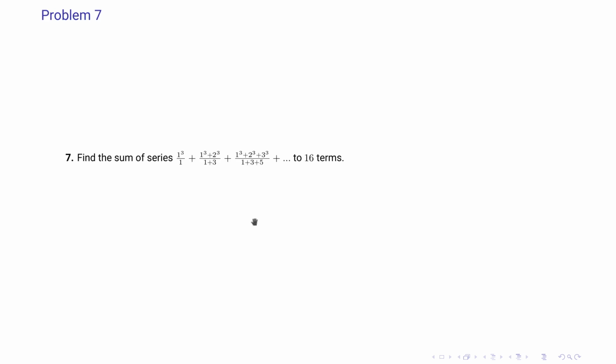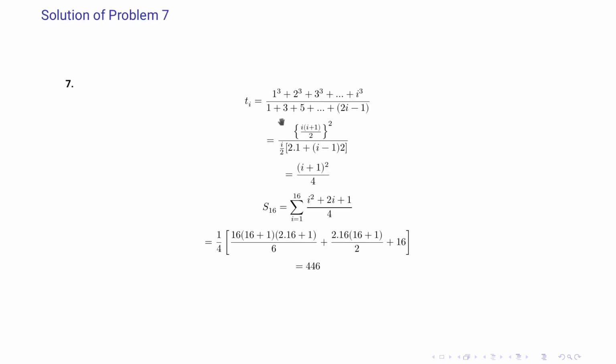Problem number 7 says: find the sum of the series 1 cube by 1, plus 1 cube plus 2 cube by 1 plus 3, plus 1 cube plus 2 cube plus 3 cube by 1 plus 3 plus 5, up to 16 terms. So here the ith term would be 1 cube plus 2 cube plus 3 cube up to i cube, divided by 1 plus 3 plus 5 up to 2i minus 1. So we solve this, we get the ith term as (4i plus 1) whole square by 4.